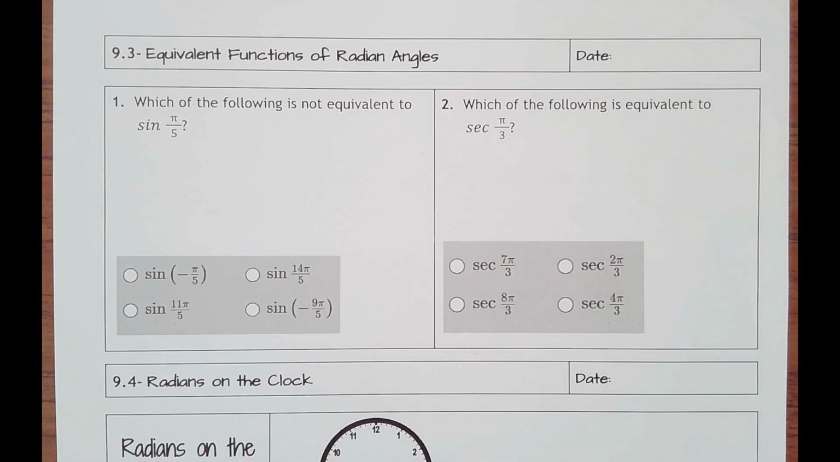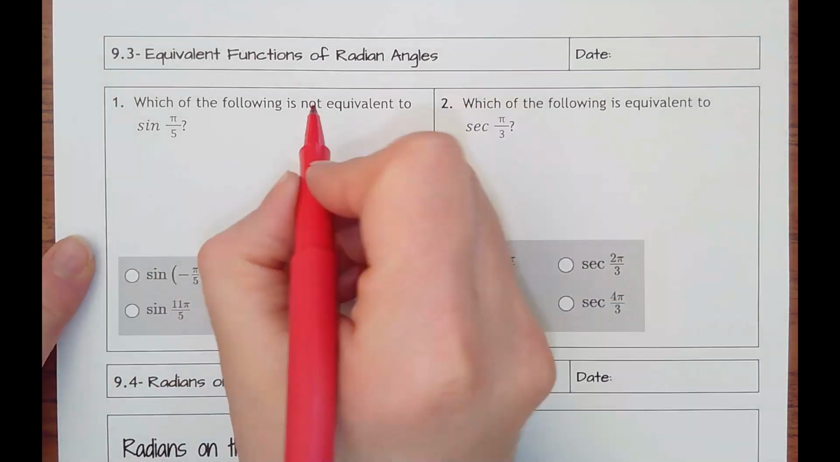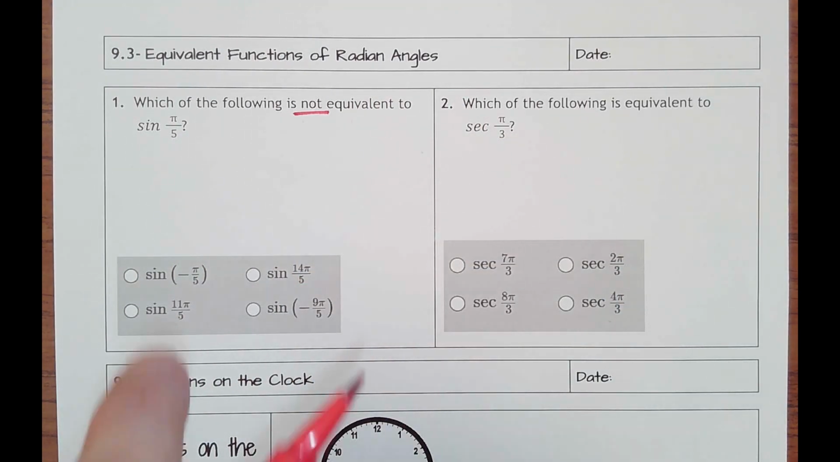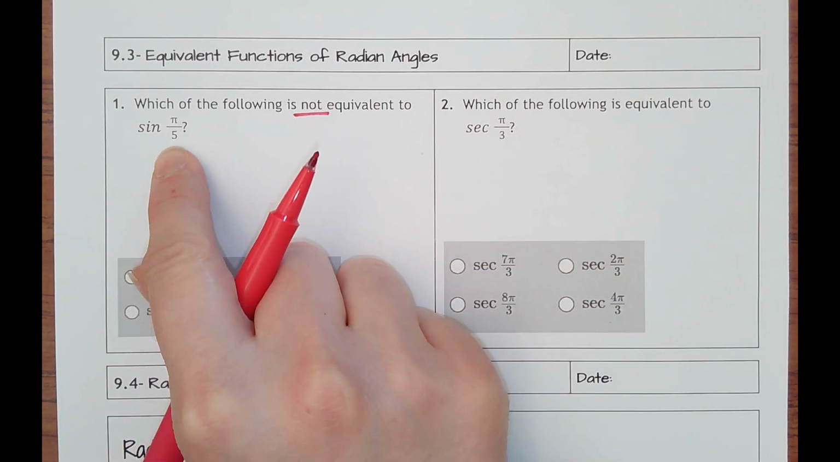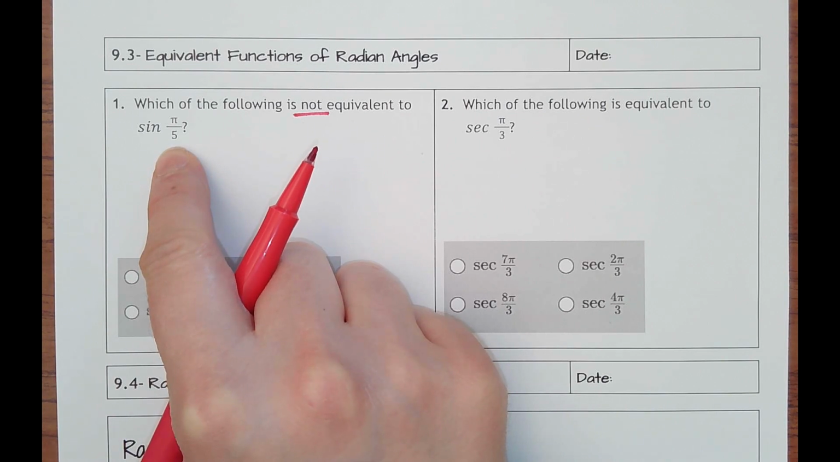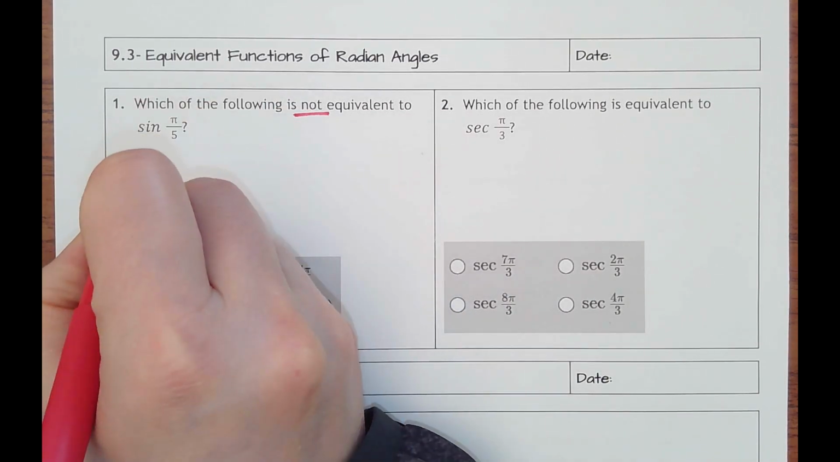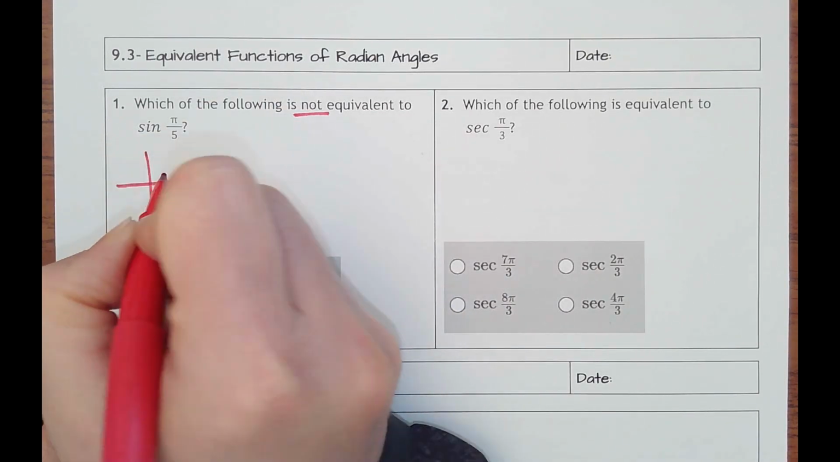Lesson 9.3, equivalent functions of radian angles. Number 1 says, which of the following is not equivalent to sine of pi over 5? So remember, this is some kind of radian or angle measure, and they're trying to figure out the sine, the opposite side of the triangle.